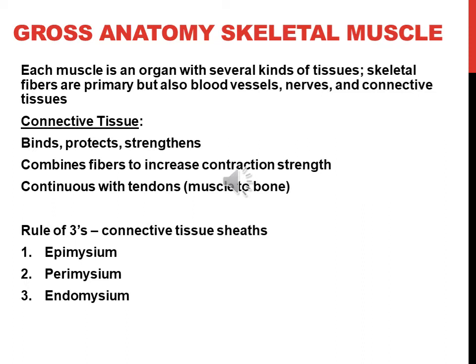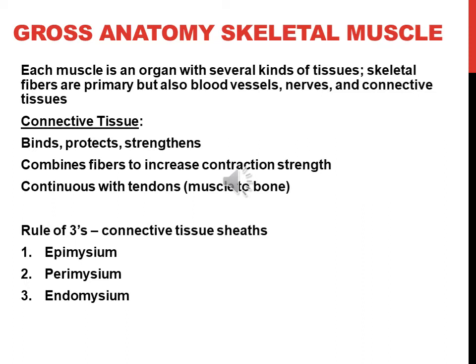So with the connective tissue, we're talking about binding, protecting, strengthening. We typically see the combination of fibers to increase contraction strength, and it's often continuous with tendons that attach muscle to bone. And then we also can hold our blood vessels and nerves here. And we see this rule of threes, and I kind of talked about this at the beginning of the year, that we're going to see a lot of rule of threes in the layers of things that we study.